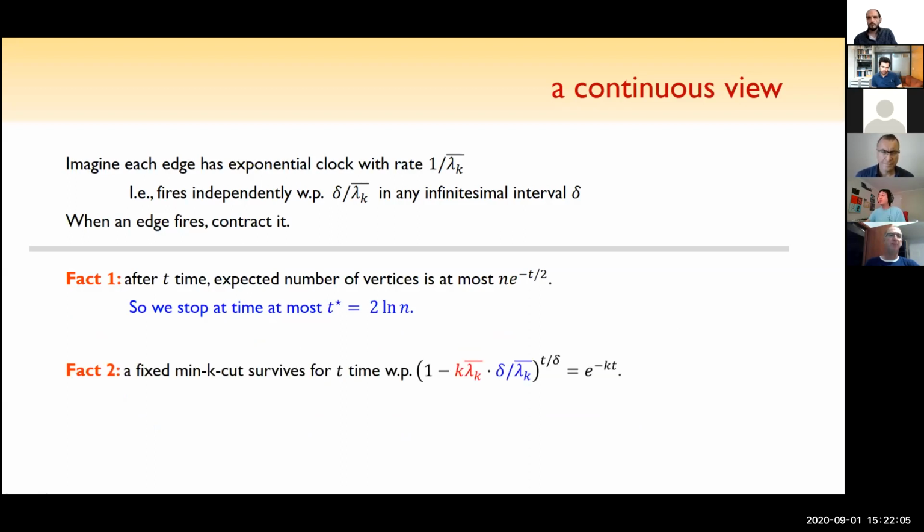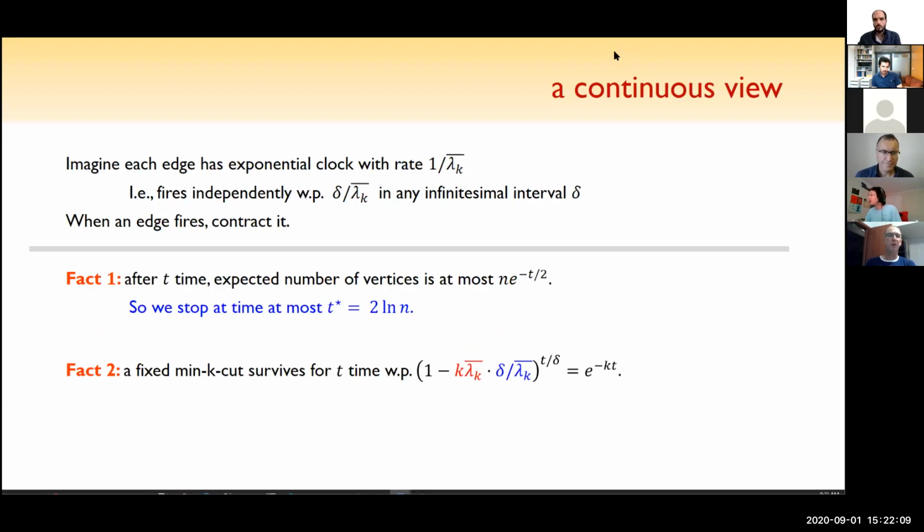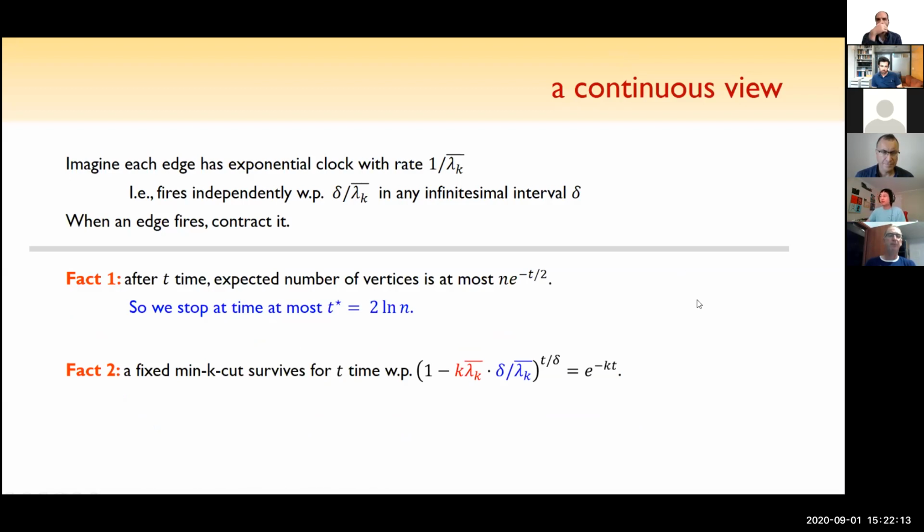But now for success probability. A fixed min k cut survives for time t with this probability, and this is n to the minus 2k at this time. So we've rephrased the Karger-Stein analysis in the continuous setting.